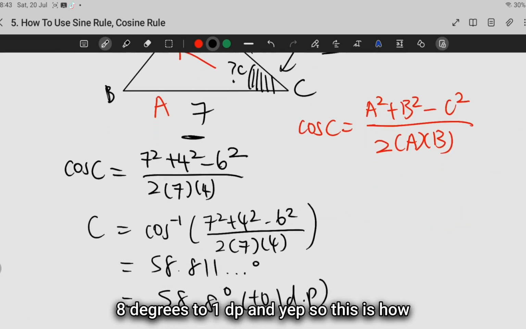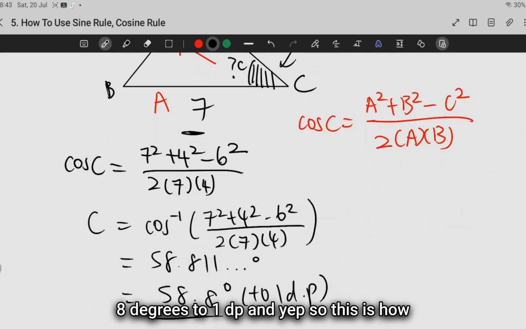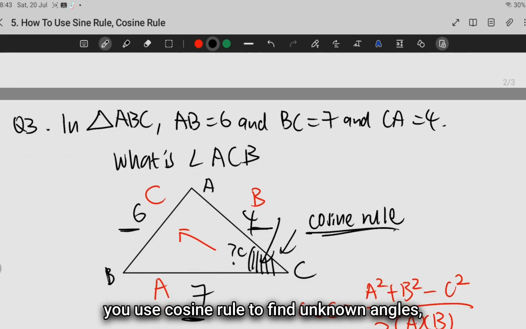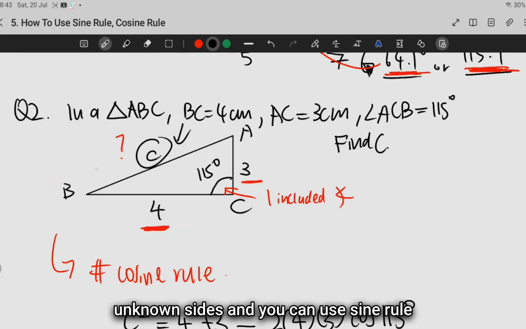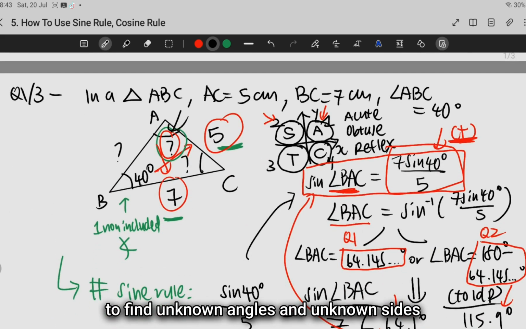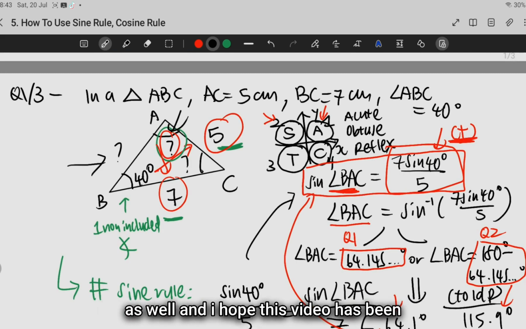And yep, so this is how you use cosine rule to find unknown angles, unknown sides, and you can use sine rule to find unknown angles and unknown sides as well.